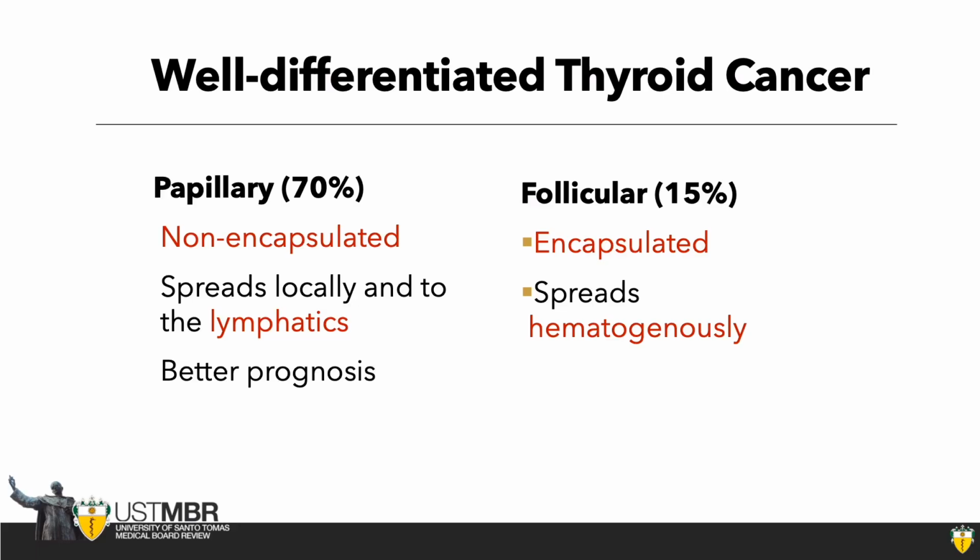Most common, just remember lymphatic. Okay, so generally they go to the lymph nodes, versus follicular, which is hematogenous. They have a higher chance of going to the lungs and the bones as their site of metastasis. Both of which have a good prognosis, but papillary is much better than follicular thyroid cancer.